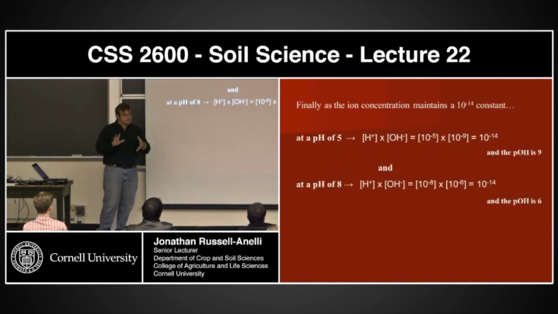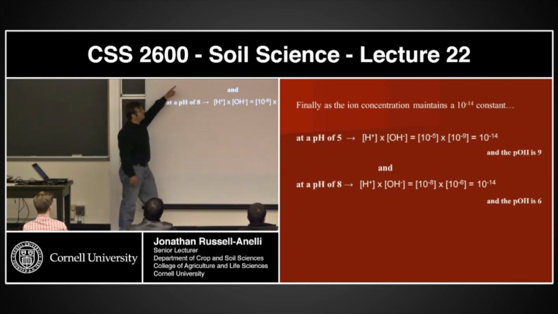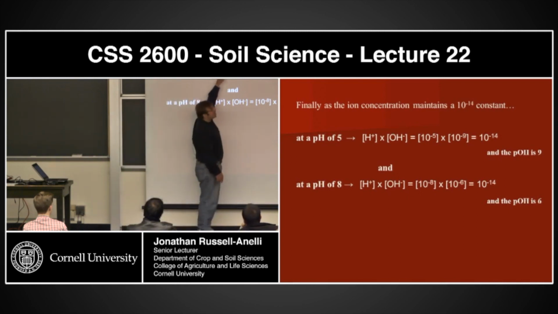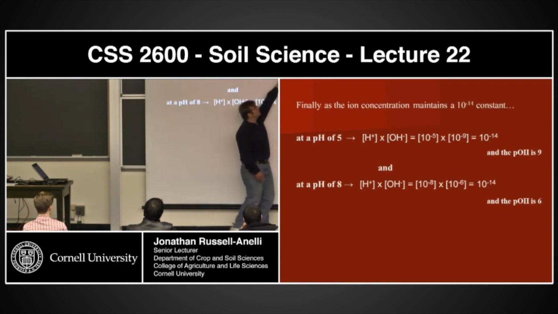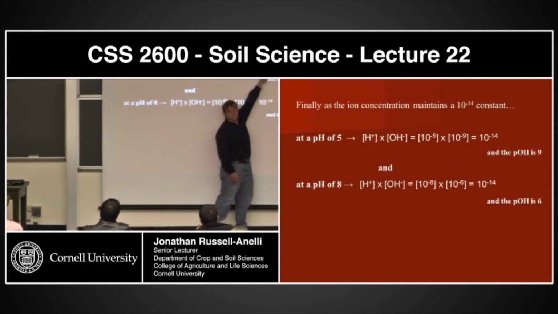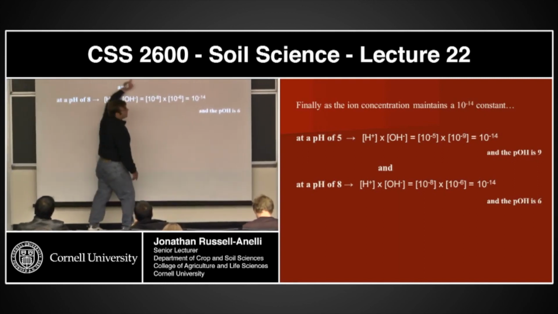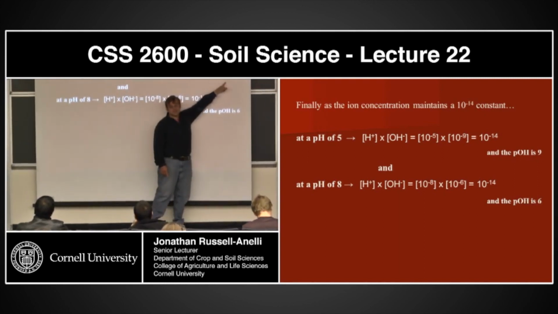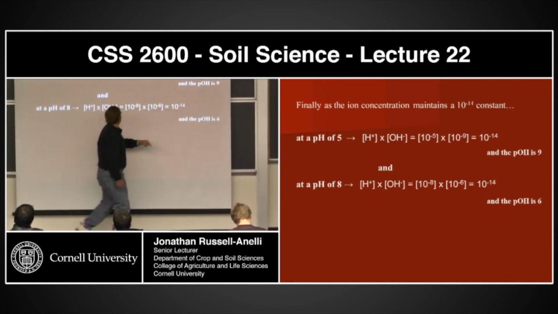Finally, we're almost there, guys. Finally, as the ion concentration is always maintained at this constant, at a pH of 5, my proton concentration is going to be 10 to the minus 5, my hydroxide concentration is going to be 10 to the minus 9, and my total constant is 10 to the minus 14th. So at a pH of 5, my pOH is 9. So 5 plus 9 is 14, right?